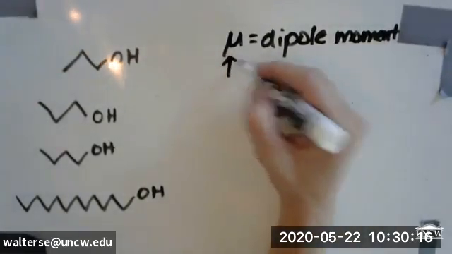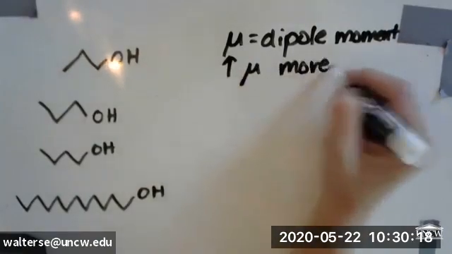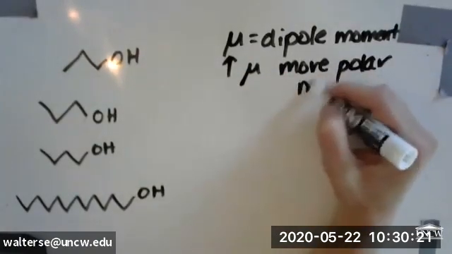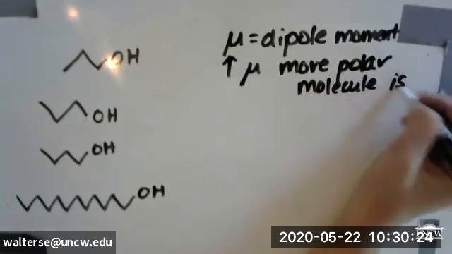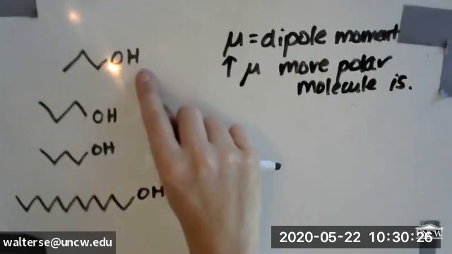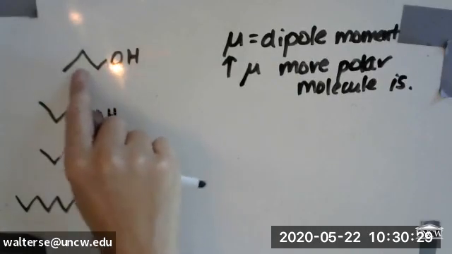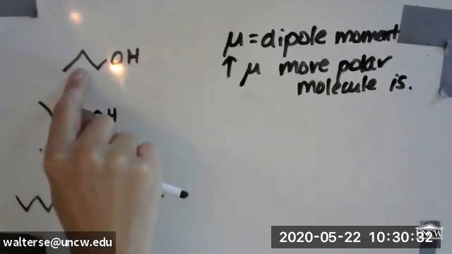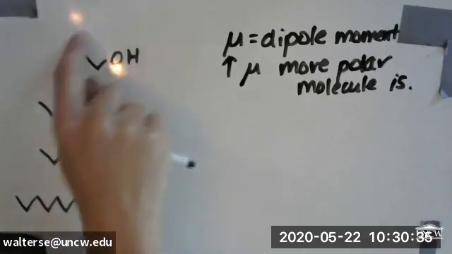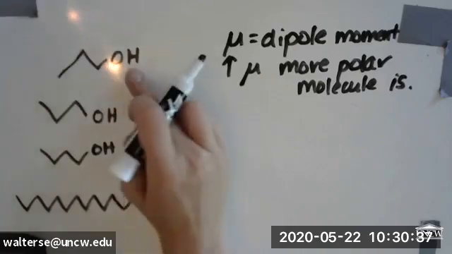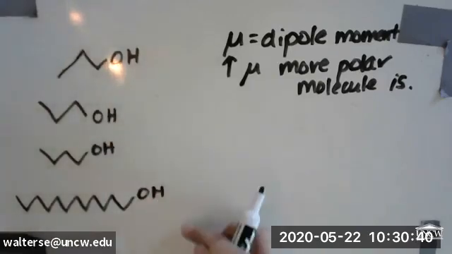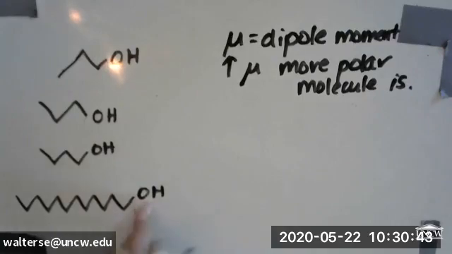Okay. The higher the value of mu, the more polar the molecule is. Something small like ethanol, which has a small hydrocarbon chain, will be polar enough to mix with water well. Something like this technically is polar but has a huge hydrophobic hydrocarbon chain. This one will not mix well with water, but it's still technically polar.